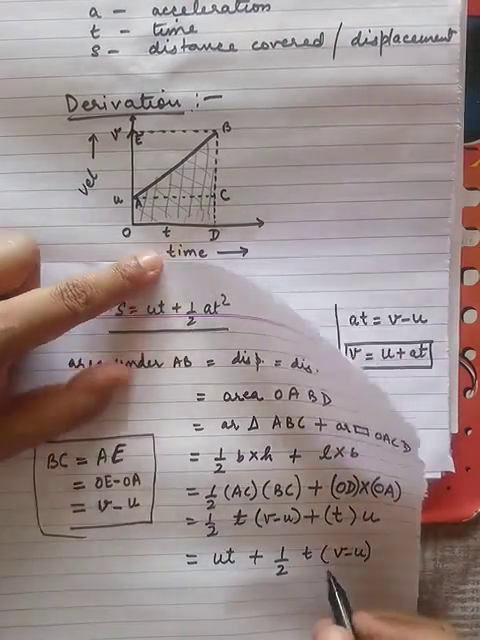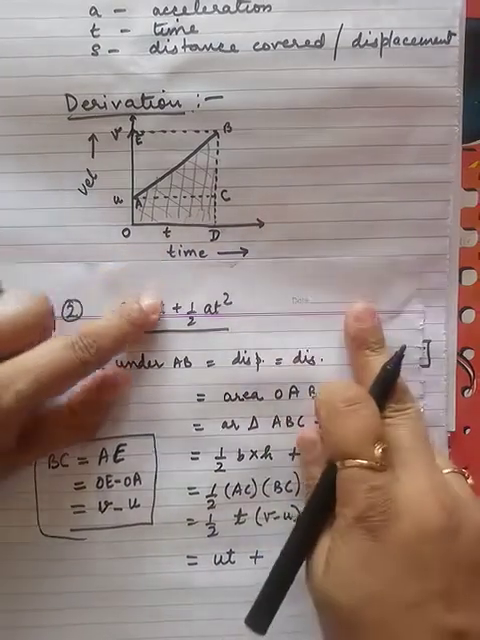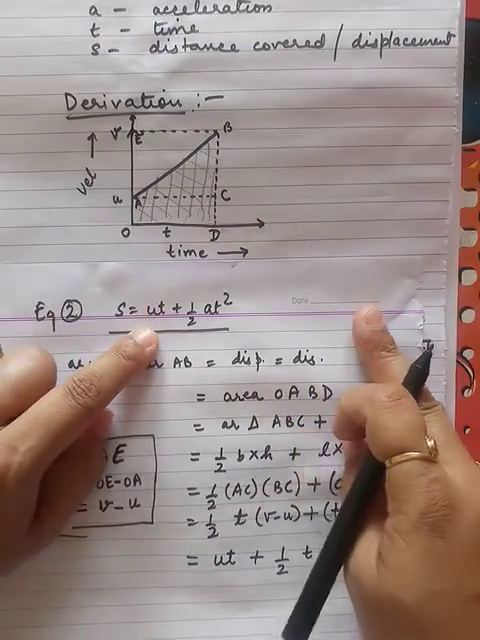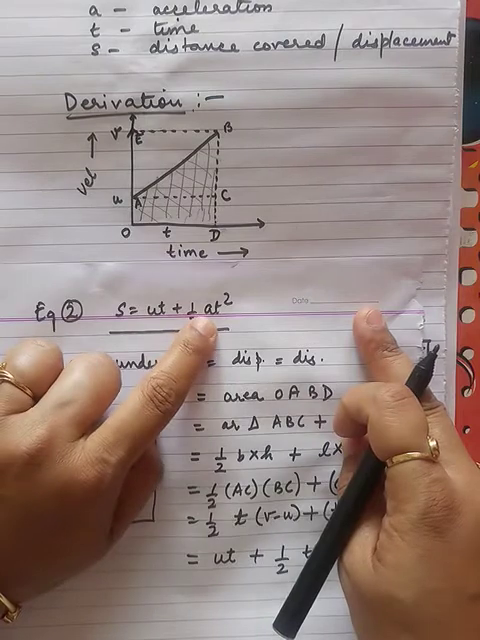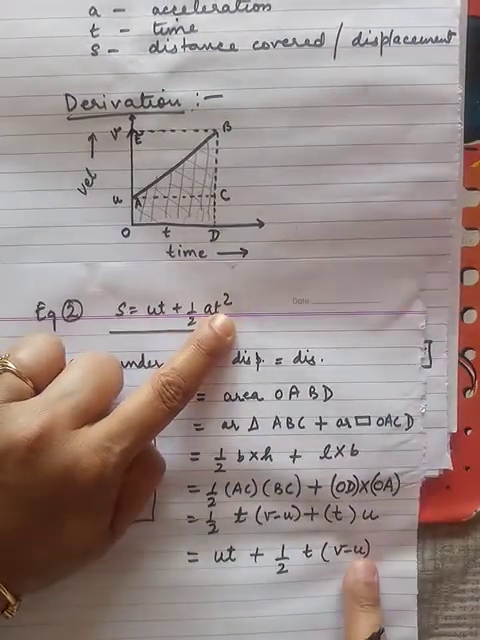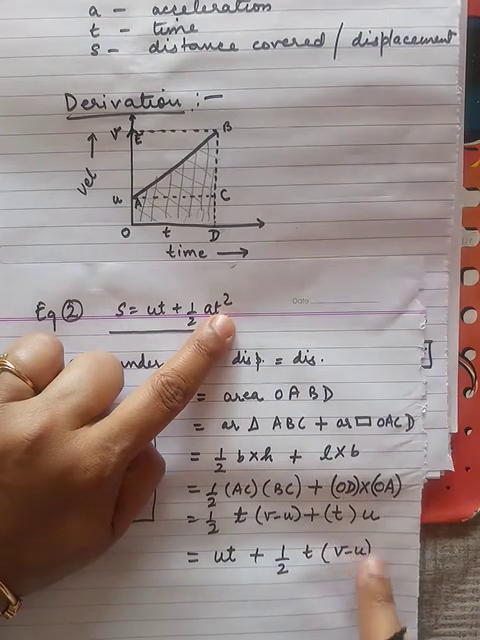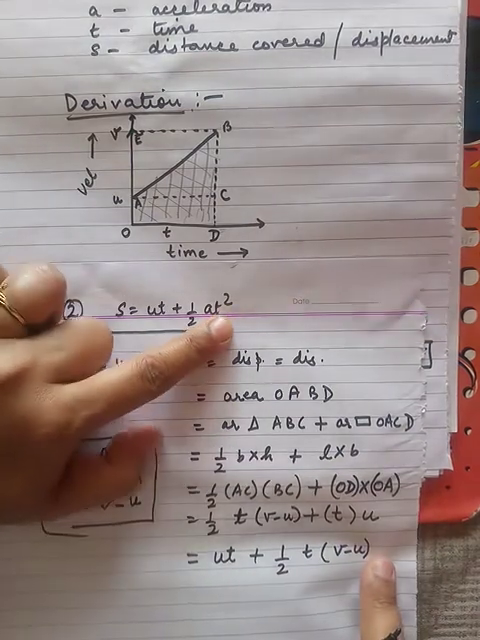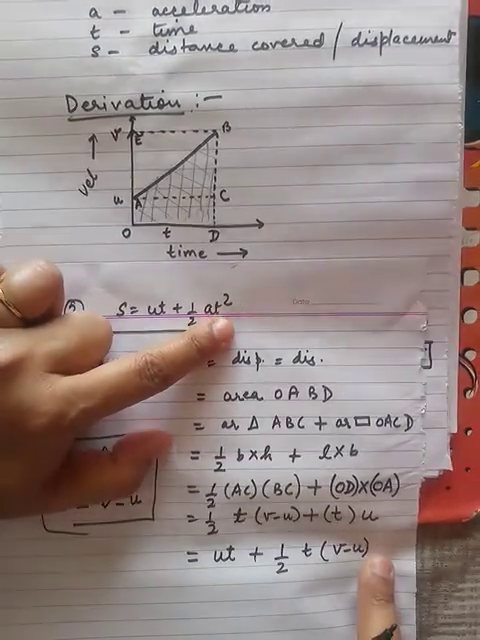Okay, so this is half of the equation done, we can say. But in this equation we need the variable a, and here I am not getting any variable a, so we will replace v minus u to get the variable a.